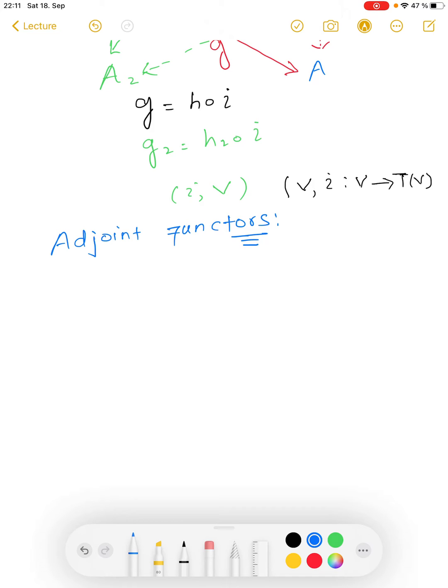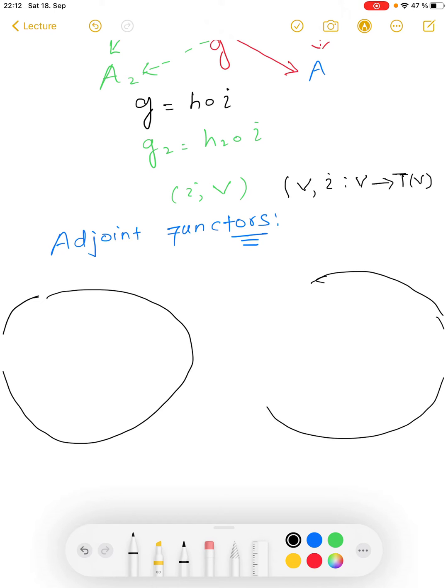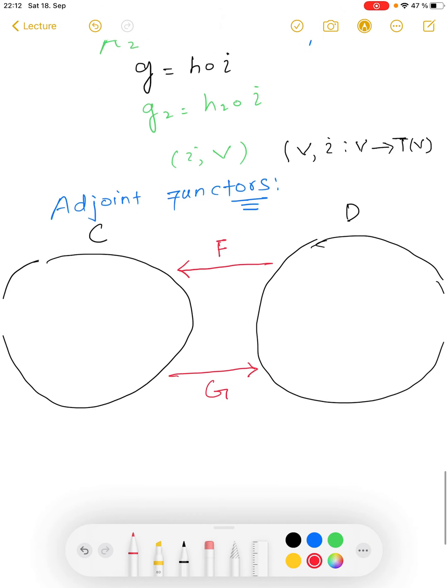Okay, let me say we have two categories, C and D. We say this category is C and this is D category. There is a functor from D to C. Let me call this F. And there is also another functor from C to D, and let me call this G. So those two functors are there.